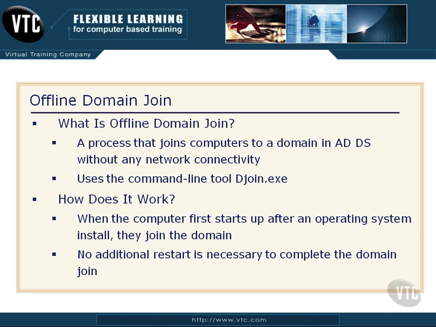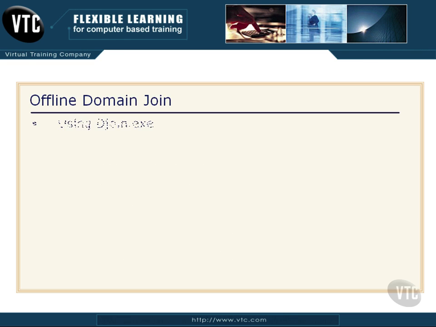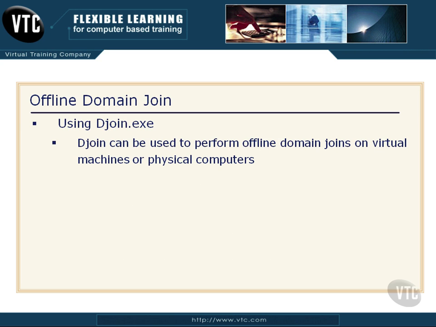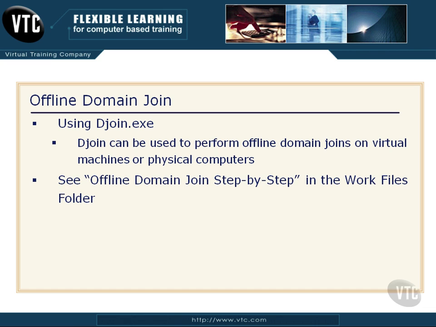Now, no additional restarts are necessary to complete the domain join. And this is really a big hit with a lot of administrators, because it can really save a lot of time on installing workstations and those sorts of things. Now, keep in mind, this can be used to perform offline domain joins on virtual machines or physical computers. So when you jump into a highly virtualized environment, this can be huge, to not have to restart those machines and so forth, and to not have network connectivity to join the domains.